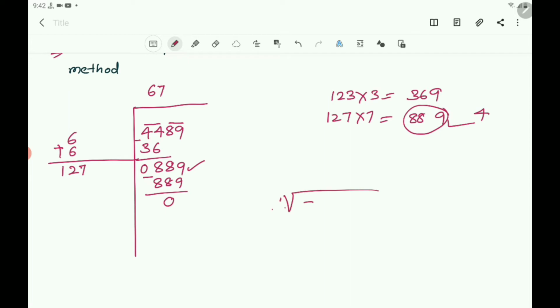Therefore, what you can write here? Square root of 4489 equals how much? 67. Square root of 4489 equals 67.